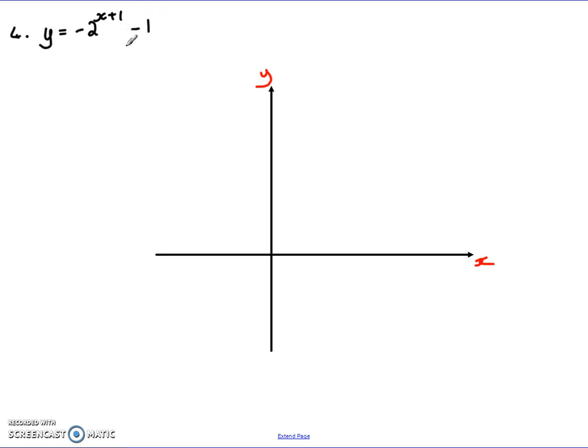Our final transformation is the -1 here. Well, that affects the y direction and shifts the whole graph down by 1. So it's going to shift the whole graph down by 1. It's going to look something like that.